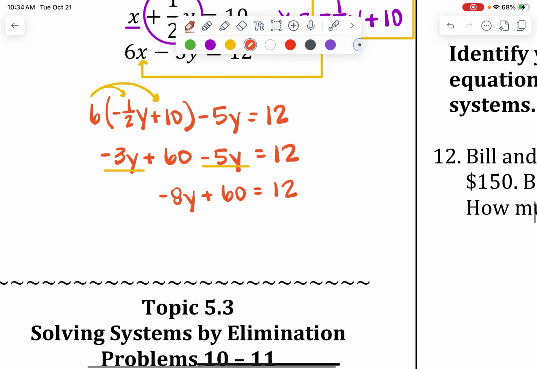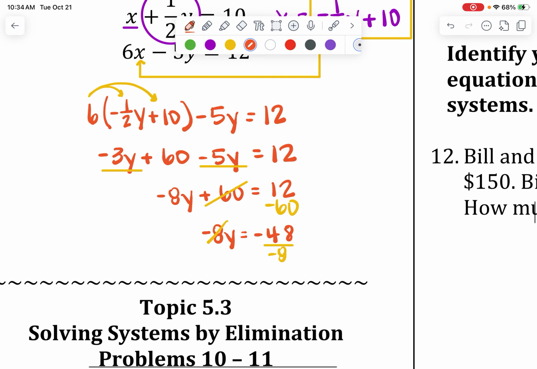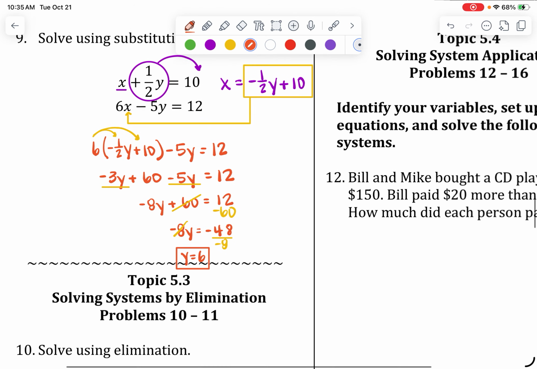And now I have a basic 2-step algebra equation, so we're just going to solve it as usual, right? We're going to subtract the 60. What's that going to give us? Negative 48. And then when we divide by negative 8, right, we end up getting y equals 6. That's a nice, pretty number. Pretty confident in that. All right, and now that we have our y, we're going to go find our x.